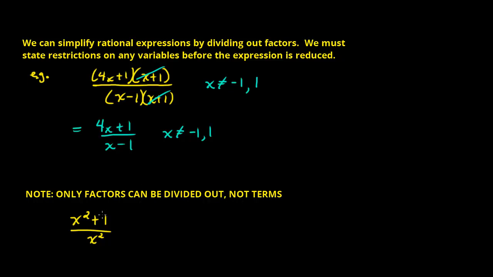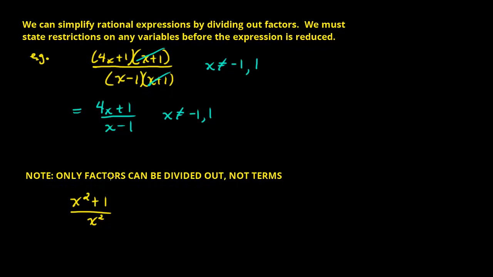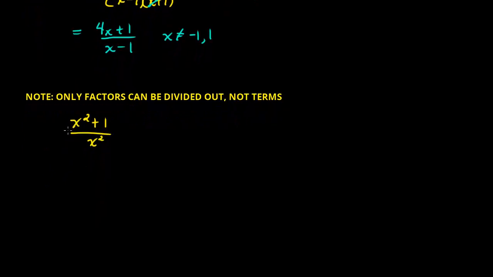So let's look at an example where we have terms that appear in the numerator and denominator, but they're not necessarily factors. So if I have x squared plus 1 divided by x squared, well, x squared is not a factor of both the numerator and denominator, so it does not divide out. I can't divide out x squared.